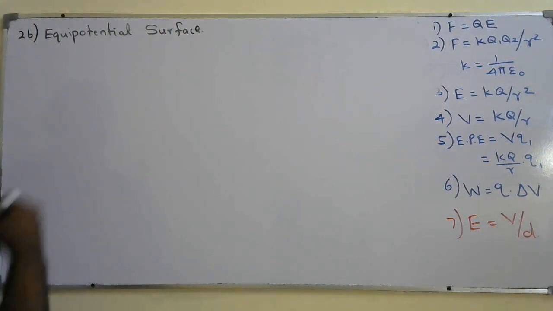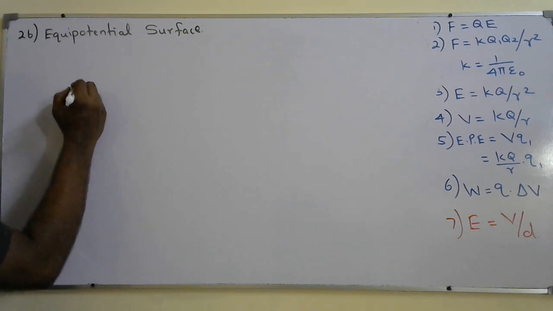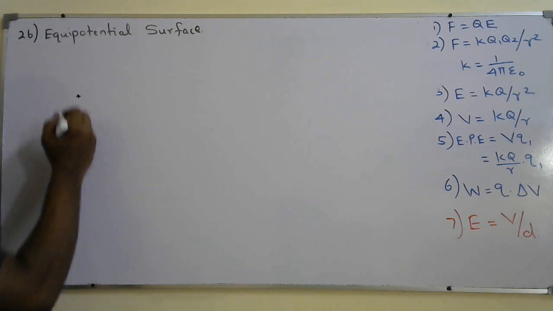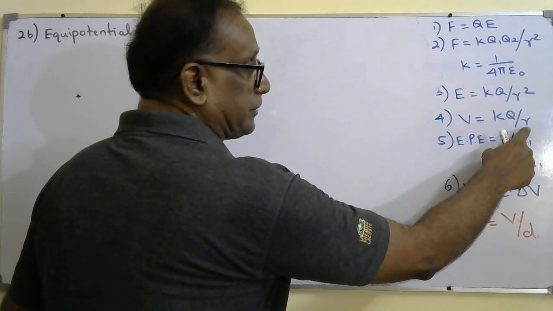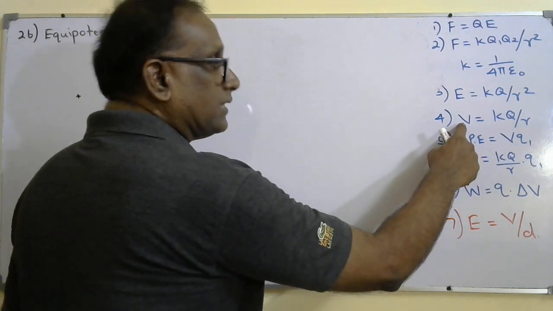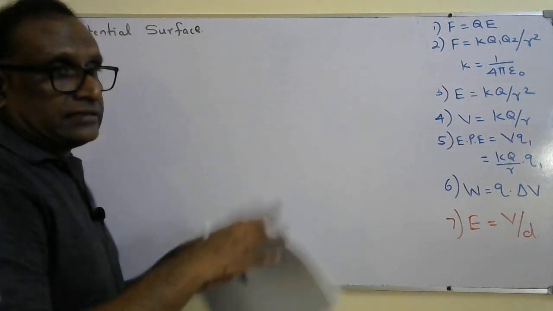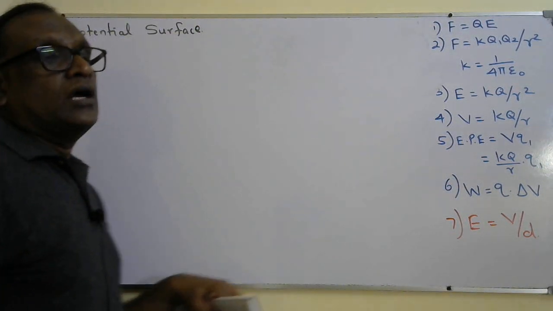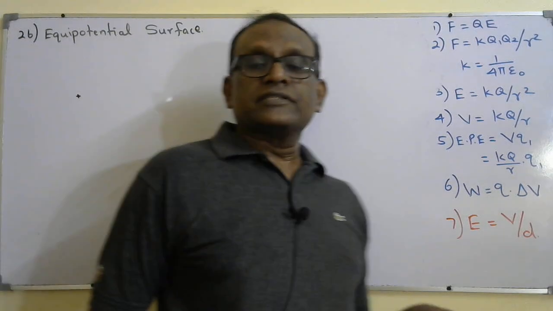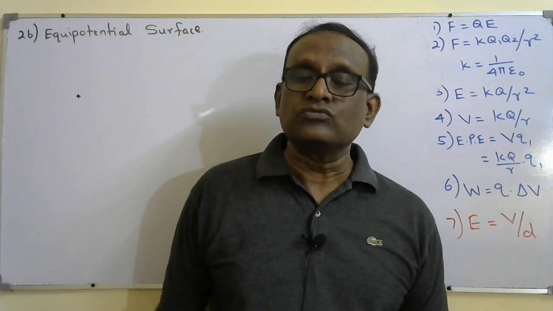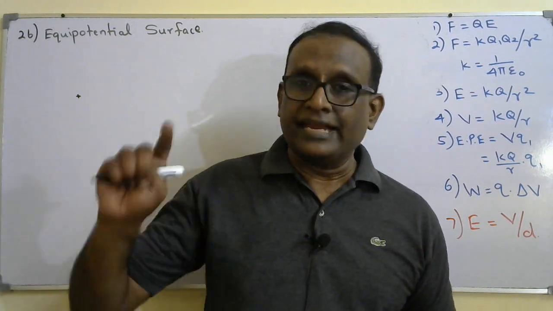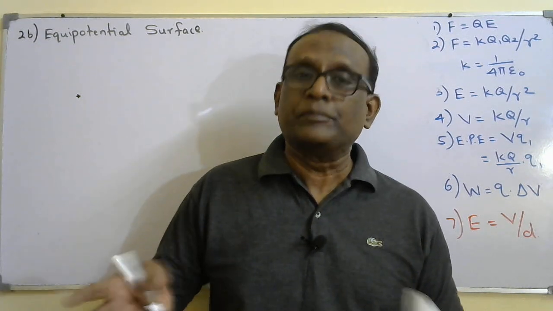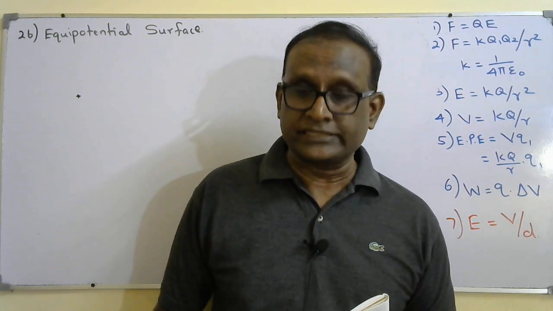For example, if it is a positive point charge, V = kQ/r, so at the same distance in 3 dimensions, a sphere will have the same potential. So the shape of the equipotential surface around a point charge will be spherical. The electric field lines are radial. Electric field lines will be perpendicular to the equipotential surface.